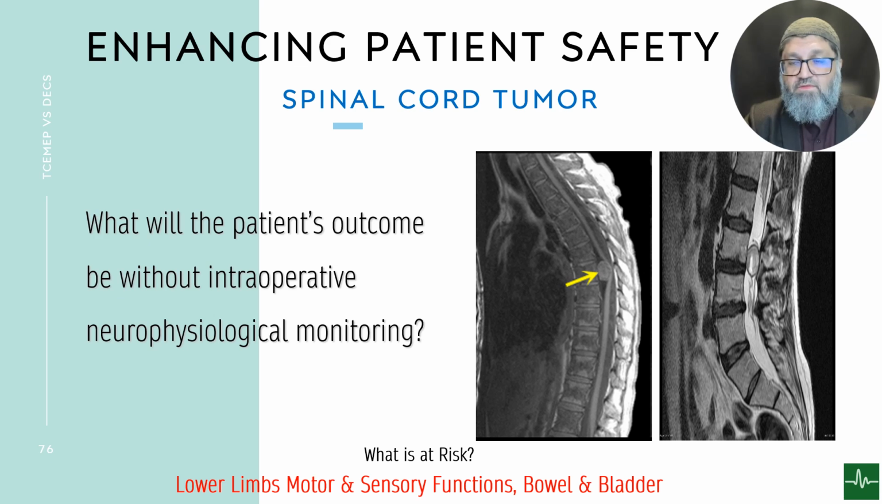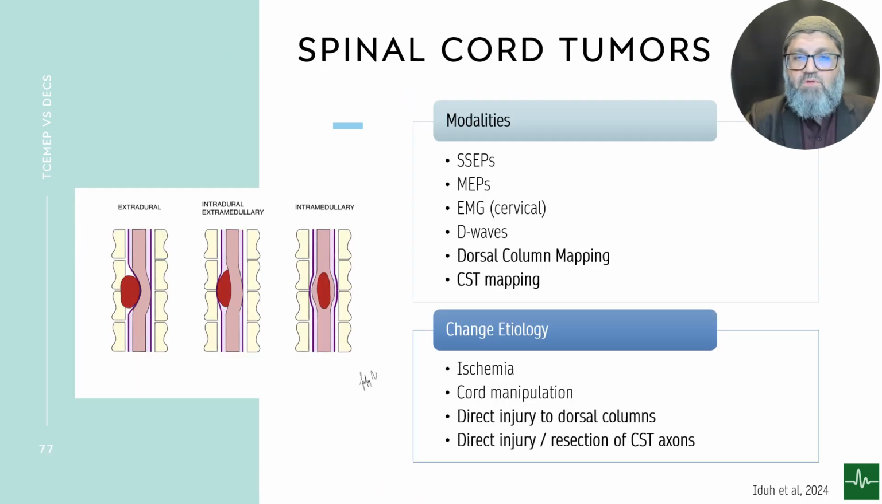Spinal cord tumor surgeries: intradural, extradural tumor, intradural intramedullary tumor. All these surgeries put the patient at risk for lower limb sensory and motor function. And if it's a high cervical level, then all four extremities are at risk, including bowel and bladder function. For spinal cord tumors, the best modalities recommended are sensory evoked potential, motor evoked potential, spontaneous EMG, trigger EMG, D wave recording, dorsal column mapping, sensory and motor mapping, and corticospinal tract mapping.